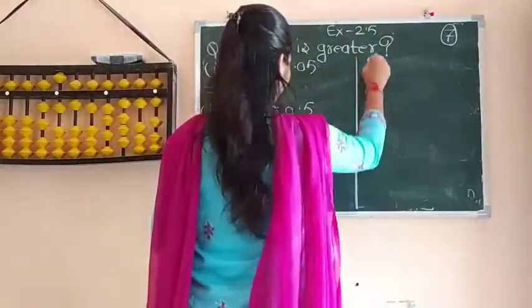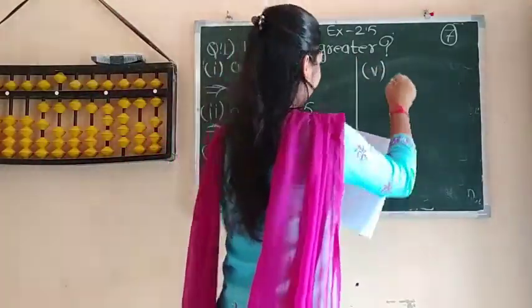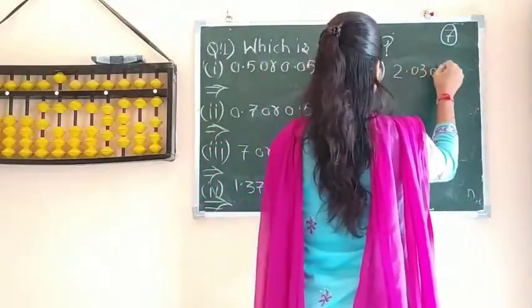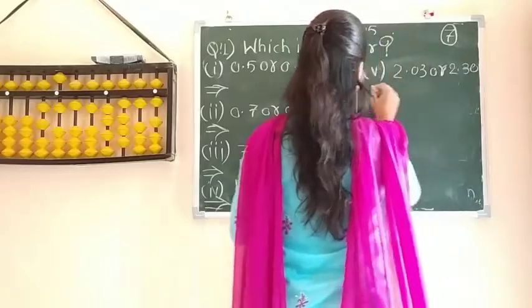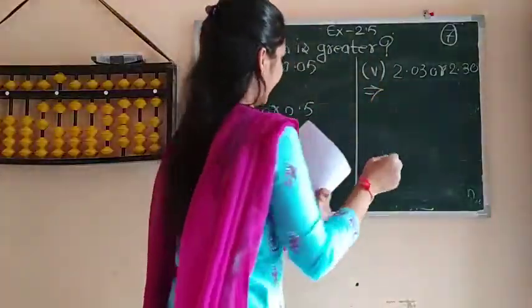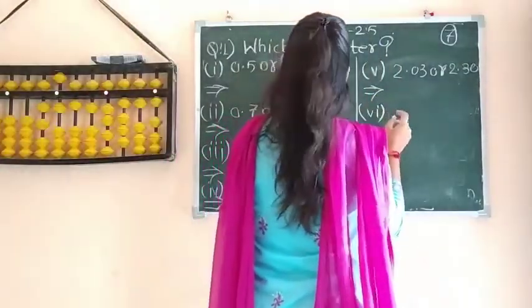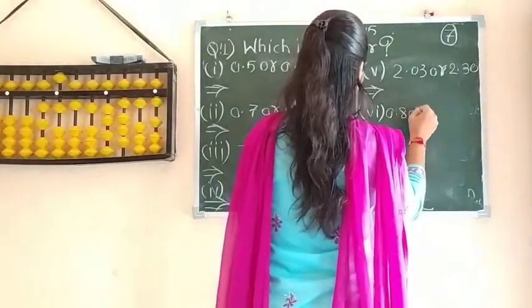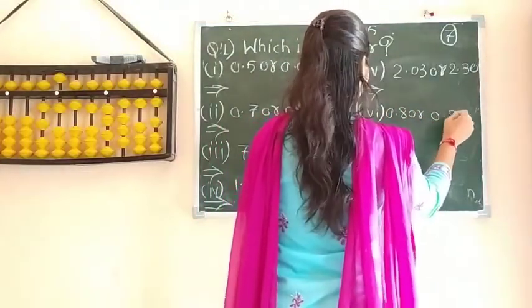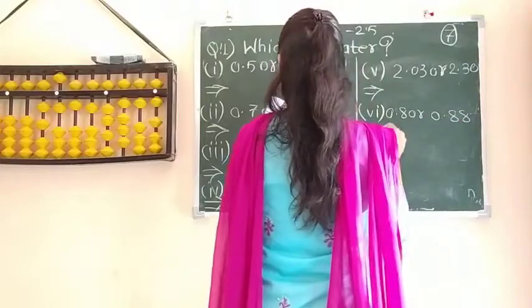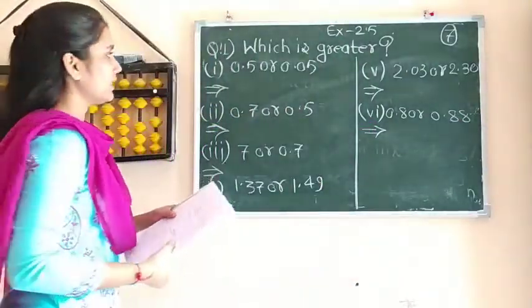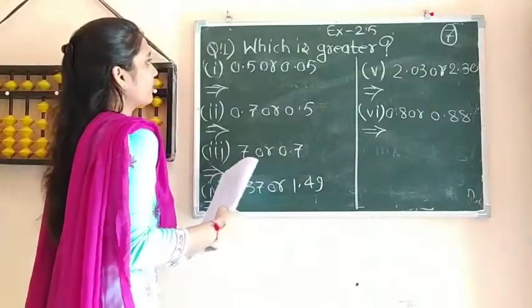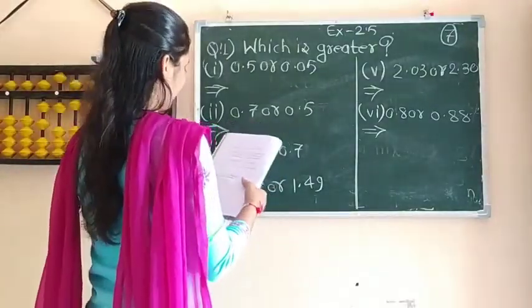After this, fifth, 2.03 or 2.30. And last, 0.8 or 0.88. So you have to write which is greater. Write down the proper symbol of less than or greater than in between the given numbers.